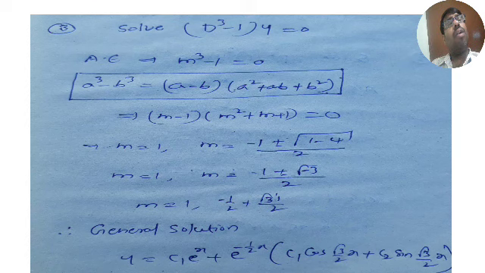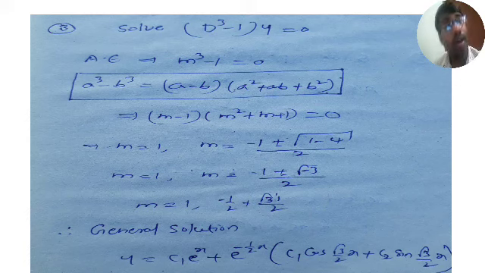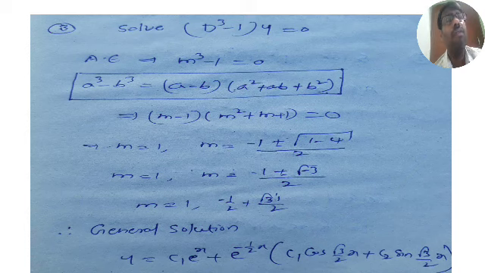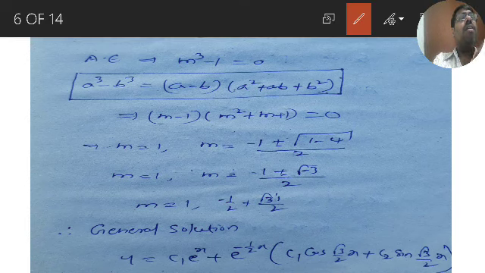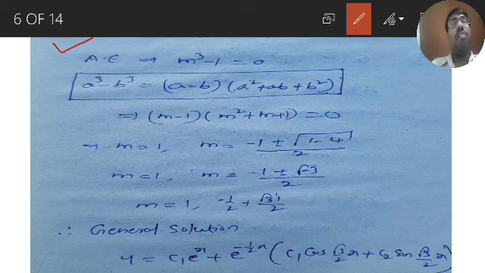What is our given problem? Third problem, solve D cube minus 1 of y is equal to 0. The problem is given directly in operator form. Sometimes it may be given in a general form and sometimes it may come directly in operator form. In any case, you have to write the auxiliary equation. In place of D, you have to put m. So what is the auxiliary equation? The auxiliary equation is m cube minus 1 is equal to 0.